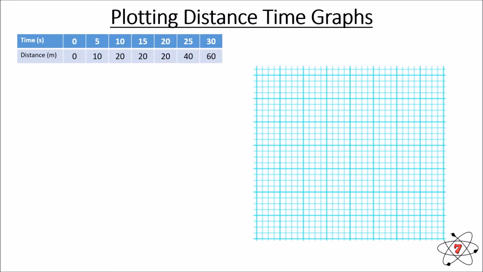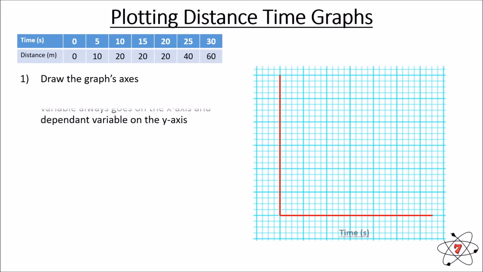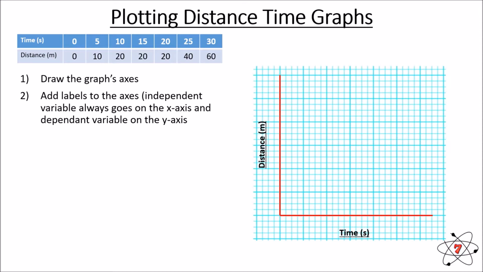Now, we also often need to draw our distance time graphs. So we may be given information about a moving object. So here we have time and distance. So the first thing that we do whenever we plot a graph is we draw the graph's axes. We then add labels to our axes. Our independent variable is essentially the thing that we are changing or is not affected by anything else. So in this case, time. And it will go on our x-axis. Our dependent variable, this is our variable that is changed by the independent variable, goes on the y-axis. So distance in meters always goes on the y-axis.